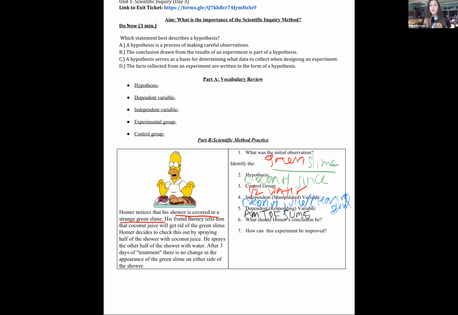What should Homer's conclusion be? Well, based upon this limited amount of data, right, he just has the one trial of this experiment, I would say Barney got a different result than he did, so perhaps go back and perform your experiment again. But based upon this data, we can conclude coconut juice did not help.